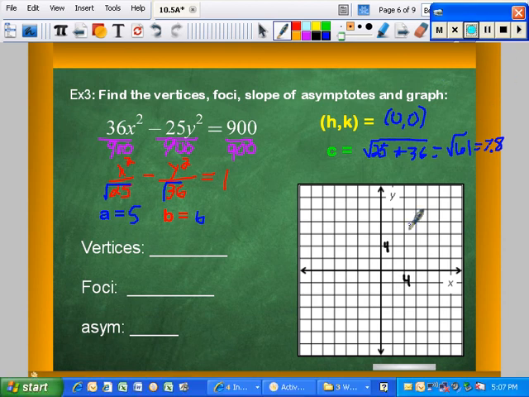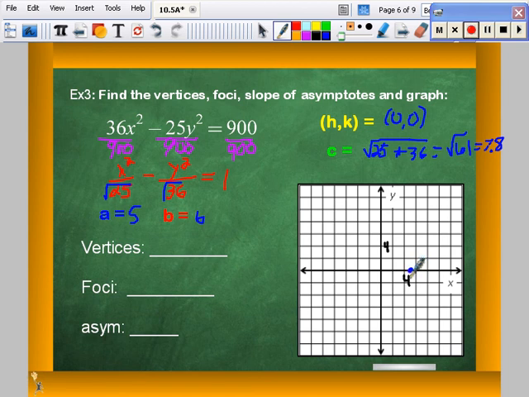Now this graph will be a little bit easier if we go in intervals of 2, because the 5 and the 6 are going to kick that box way out too far, and we won't even be able to get the hyperbola on the graph. So go ahead and mark intervals of 2 here. Let's graph the A, which is sitting under the x. So if A is sitting under x, that means I'm going to go to the right 5. So 2, 4, and 5 would be halfway between. That's our vertex. Here's our vertex here. Let's go ahead and graph that 6 for B while we're in a graphing mode right now.